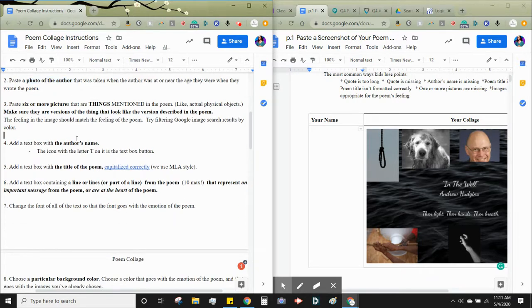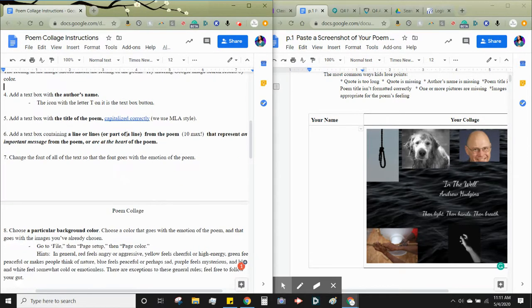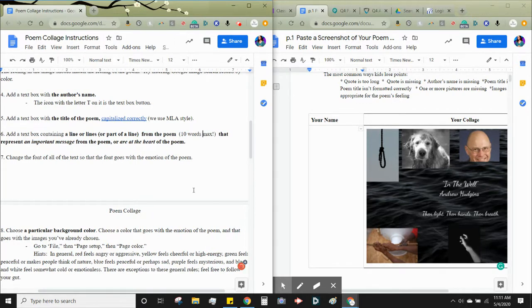Make sure you have the author's name, make sure you have the title. You're going to put a line from the poem or part of a line from the poem that you feel is at the heart of the poem. It can't be more than 10 words. Kids often want to go over 10 words because that makes the choice easier. They feel like it saves them the trouble of having to use their critical thinking to pick something shorter.